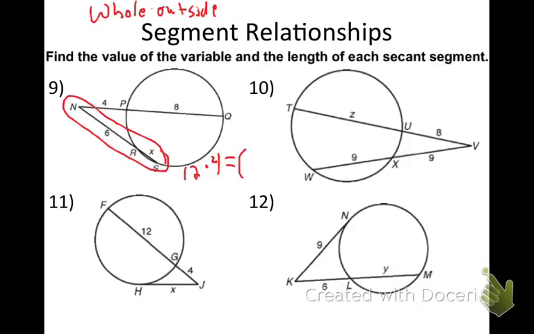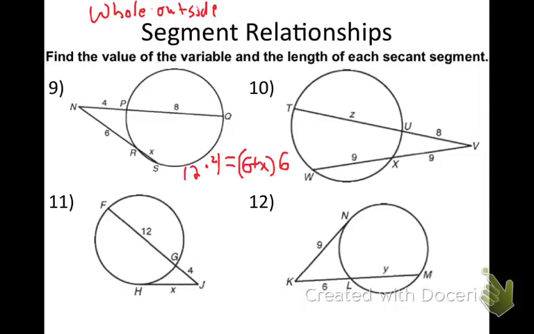Ooh, it's not 6x, it's 6 plus x. Why is it 6 plus x? Because I can't multiply them, I'm adding them. It's 2 segments added together. So that's 6 plus x. And then I take that times, what is my outside segment? It is 6. So I have 12 times 4 equals 6 plus x times 6.